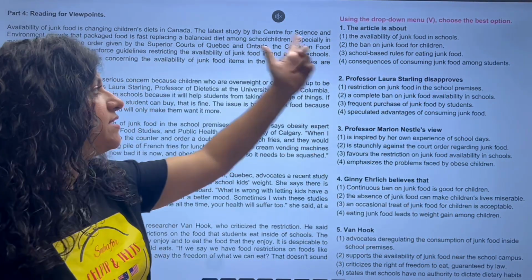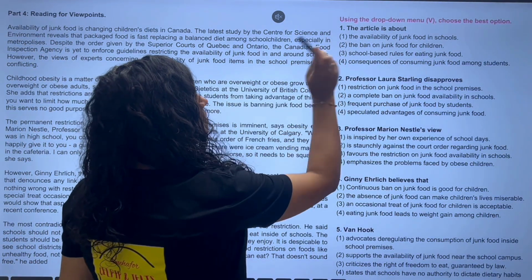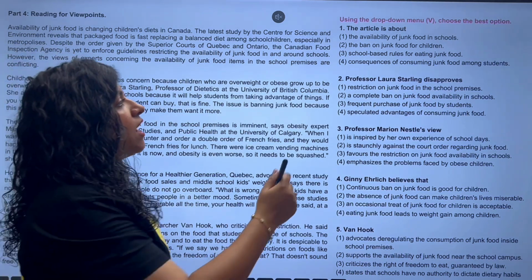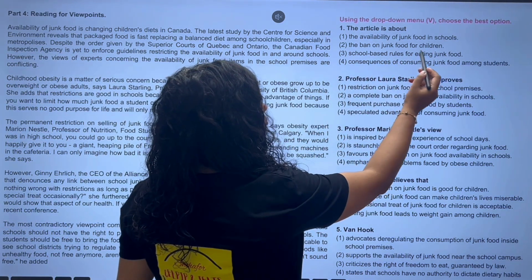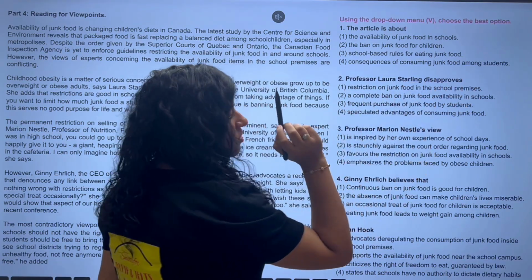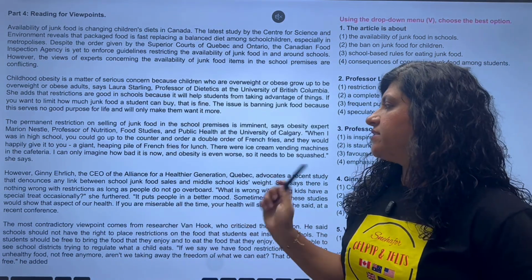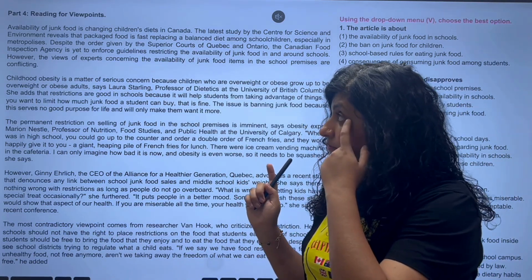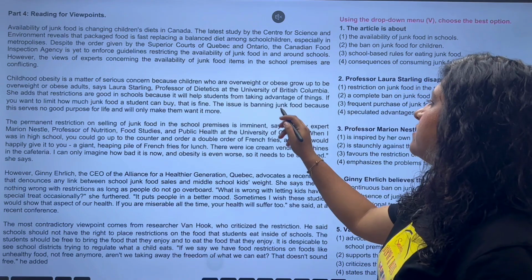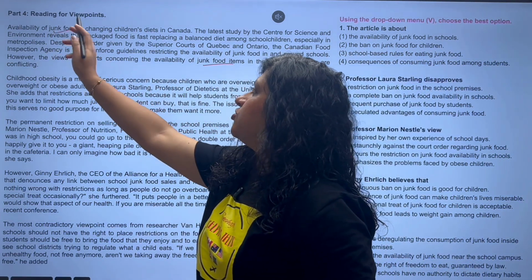Let's try to answer it. Let's see if we can find it. So question number 1 is: the article is about. What's the main idea of the passage? Availability of junk food, ban on junk food, school-based rules for eating junk food, consequence of consuming junk food. Now, if I have a very quick glance over this entire text, there is one word which is being repeated everywhere, and that is junk food.